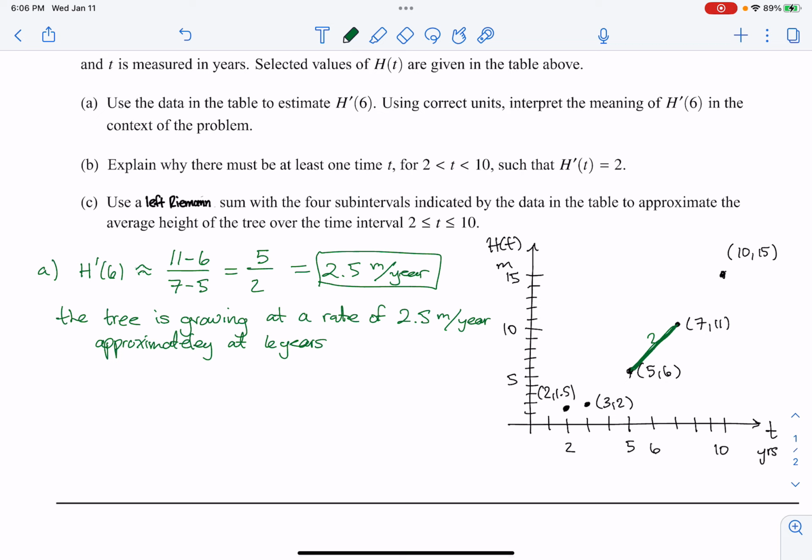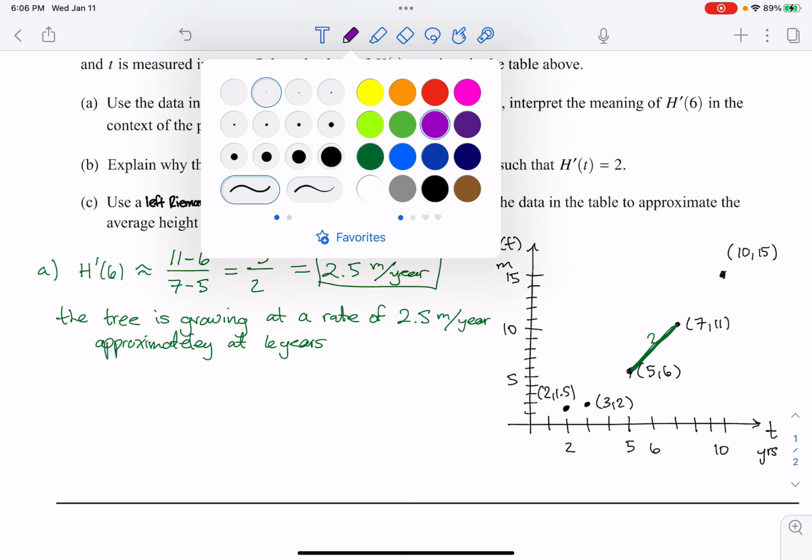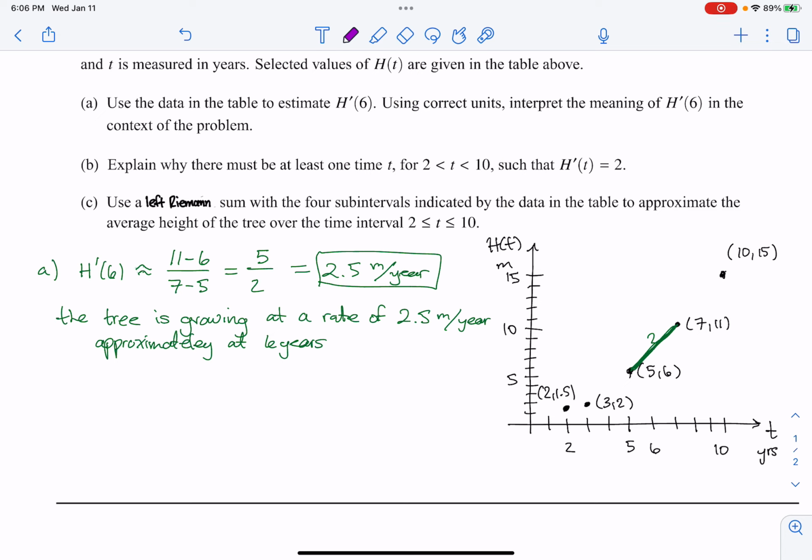B, explain why there must be a time t between 2 and 10, such that h prime of t equals 2. So this one, when I first saw it, kind of stumped me. Didn't really know quite what to do with that. I had a vague suspicion that I'd end up using maybe the intermediate value theorem or mean value theorem, and I sort of just followed that intuition and played around with the numbers. But it's not going to jump out at you.